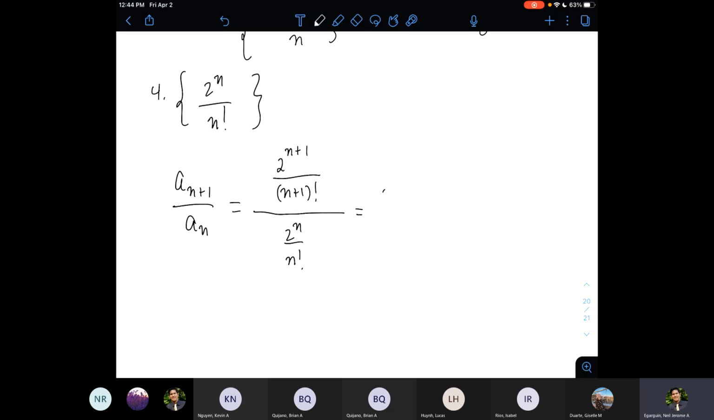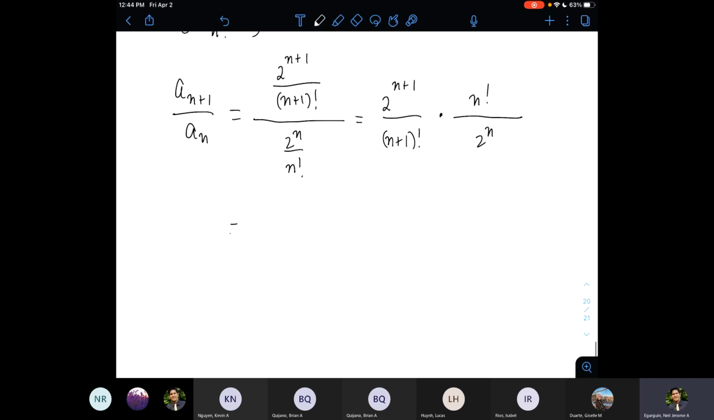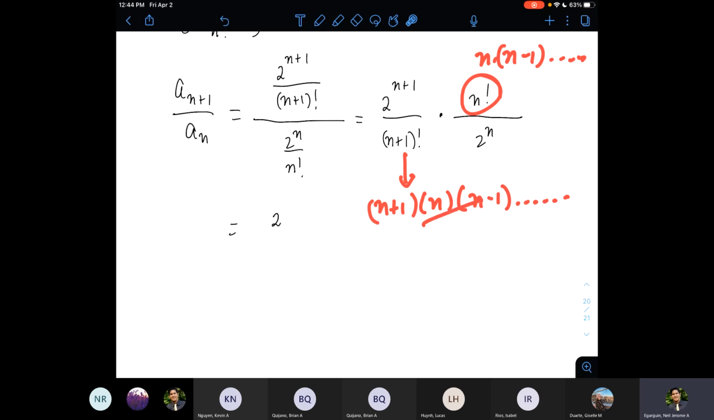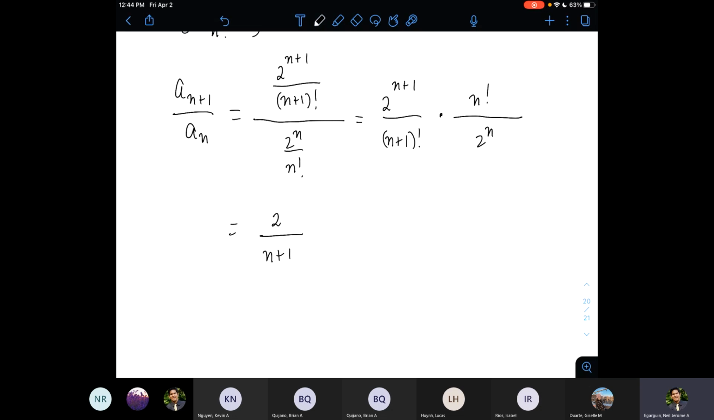And then I'll simplify. I get 2 to the n plus 1 over n plus 1 factorial times n factorial over 2 to the n. And then we can cancel 2 to the n by the first n factors of 2 to the n plus 1. So we'll be left with the 2 on top. And here, remember, n factorial is n times n minus 1 and so on. But n plus 1 factorial is n plus 1 times n times n minus 1 and so on. So these will be canceled by those. So there will only be an n plus 1 in the denominator.